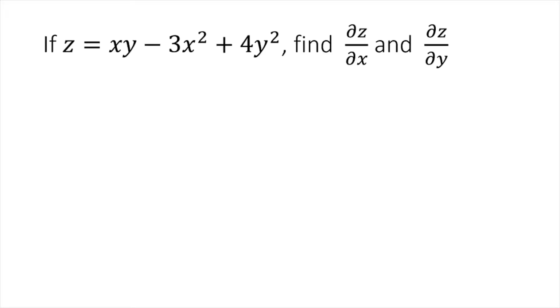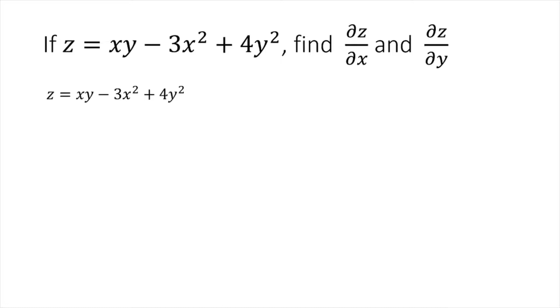All right, let's try an example. If z is equal to xy minus 3x squared plus 4y squared, then find the partial derivative of z with respect to x and the partial derivative of z with respect to y. Let's start with respect to x. Again, this can be obtained by holding y as constant. So given this, take the partial derivative of z with respect to x while holding y as constant.